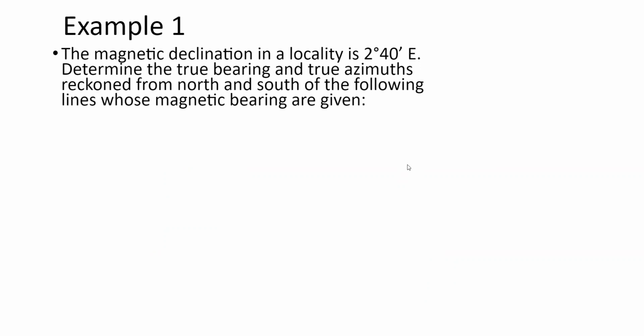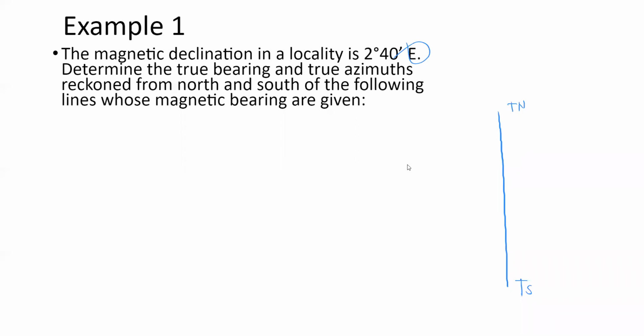Okay? Hindi lang perfect yung pagkaka-drawing ni ma'am. So, this will be your true north. This will be your true south. Okay? And then, meron ka daw na magnetic declination in locality of 2 degrees 40 minutes east. So, saan siya? East or west? Di ba? Nakasulat dito east. Ibig sabihin, yung magnetic meridian natin is nag-decline.